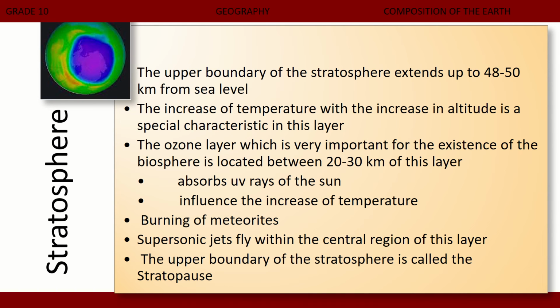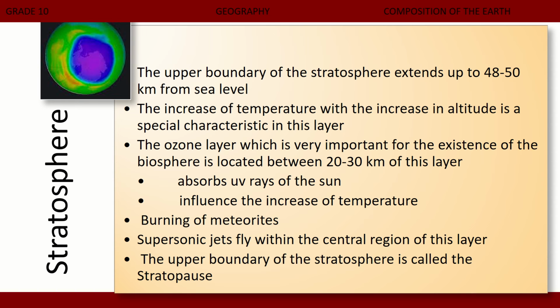The next layer is the stratosphere. The upper boundary of the stratosphere extends up to 48 to 50 kilometers from sea level. The increase of temperature with the increasing altitude is a special characteristic in this layer. The ozone layer, which is very important for the existence of the biosphere, is located between 20 to 30 kilometers of this layer.